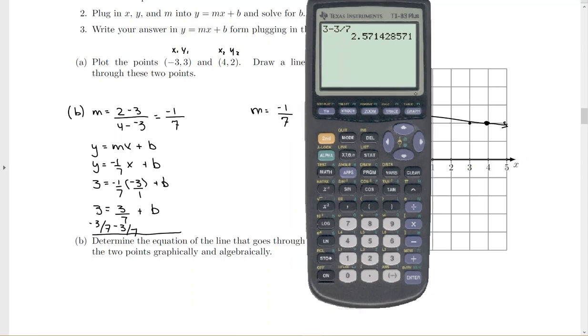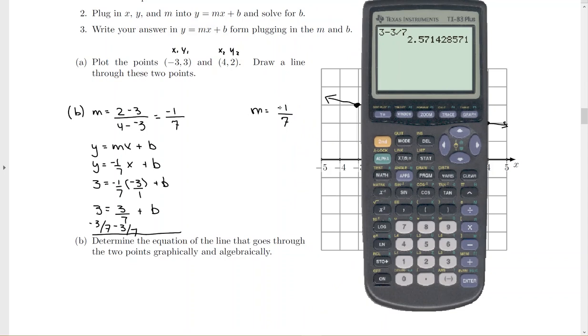My slope is already a fraction. I want to keep things exact, so I need to get this decimal back to a fraction. To do that on the Texas Instruments calculators, you go into the math menu, and then where it says convert to fraction, just hit enter twice. And 18/7 then is what b is equal to.